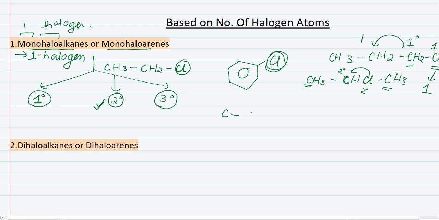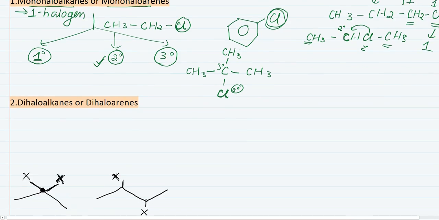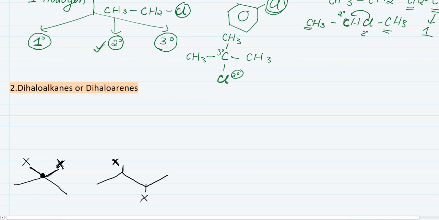monohaloalkane. Now the tertiary monohaloalkane. If you have three carbon atoms attached to the central carbon atom, we say that the central carbon atom is a tertiary carbon atom, and if you have a chlorine atom attached to this tertiary carbon atom, we will say that this is a tertiary halogen atom, and this is a tertiary monohaloalkane.